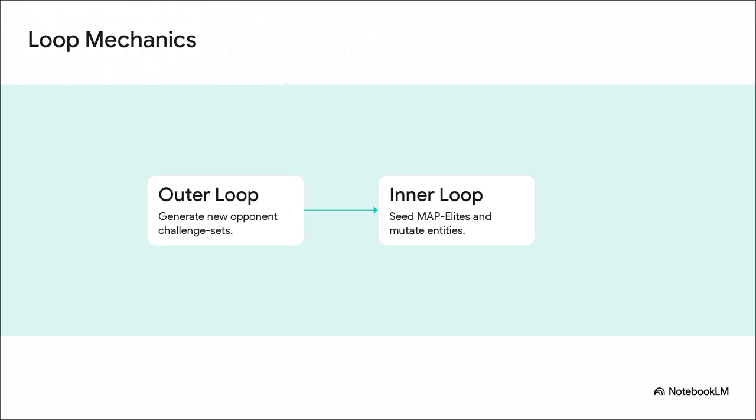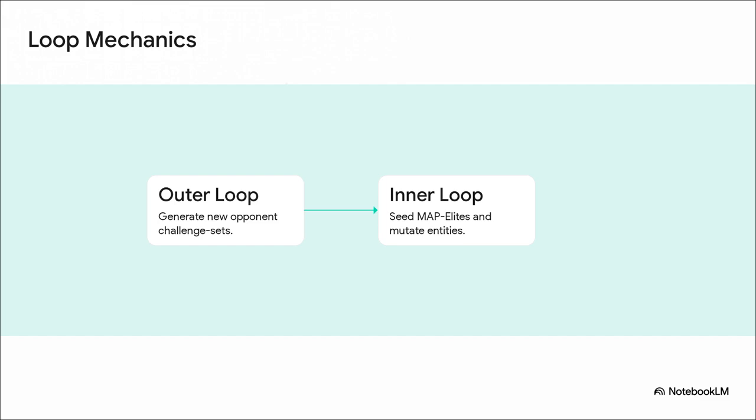You've got the outer Red Queen loop, which focuses on stacking up those new adversaries and growing the historical gauntlet the prompt has to run. And then there's the inner loop, which uses an algorithm called Map Elites. This inner loop seeds a quality diversity archive, mutates the prompts, and evaluates them all concurrently using a thread pool executor.